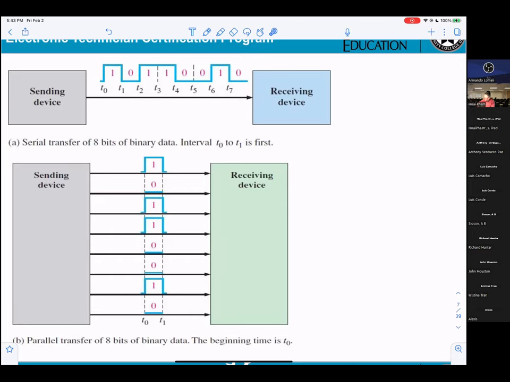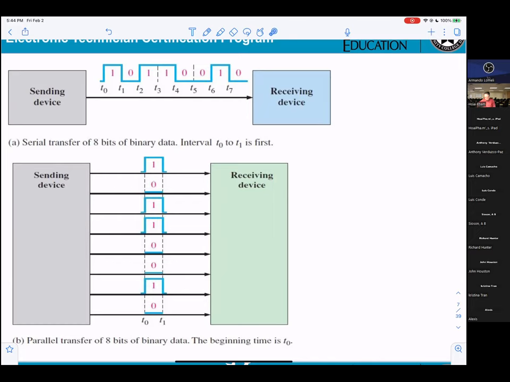Another way is the parallel transfer, okay? This is a sending device. They want to send 8 bits, 1, 2, 3, 4, 5, 6, 7, 8. For example, 10110010, and it's received. So when you transfer by parallel, 1 bit requires one wire. Okay, so 8 bits will ask for 8 wires.